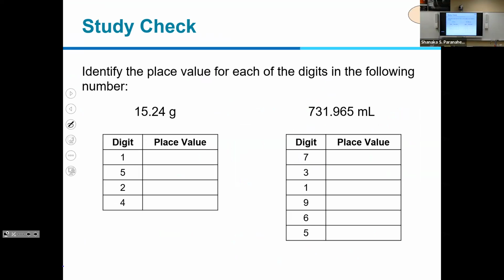Quick practice problem. You have two numbers, 15.24 and 731.965. Identify the place value of each digit in these numbers. If you don't have the lecture notebooks, you can simply write the two numbers and write the place values. You don't need to create those fancy tables.